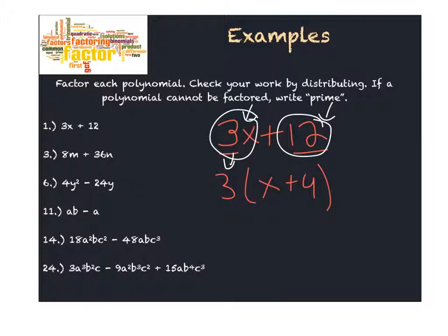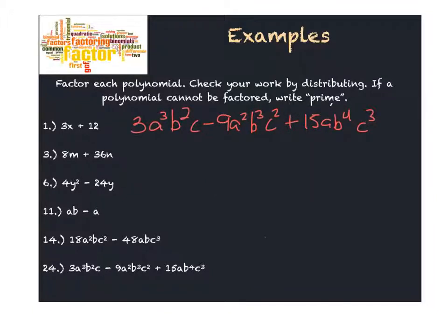Now let's go ahead and do number 24. All right, so first you're going to look at your coefficients, and I'll underline that in blue: 3, 9, and 15. So you're looking for a number that you can divide 3, 9, and 15 by. The biggest number that you can divide 3, 9, and 15 by. And that number would be 3. So you can factor out a 3.